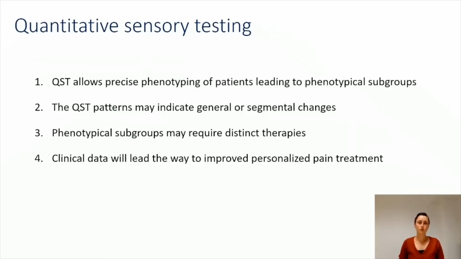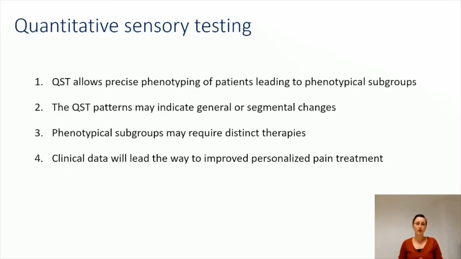I would like to close off by giving you my conclusions. So I hope to have demonstrated that QST allows precise phenotyping of patients that can lead to phenotypical subgroups. Some of these QST tests are really easy to perform and easy to understand as long as you choose the right settings. The patterns that you observe by QST profiling can indicate general or more segmental changes within a patient.